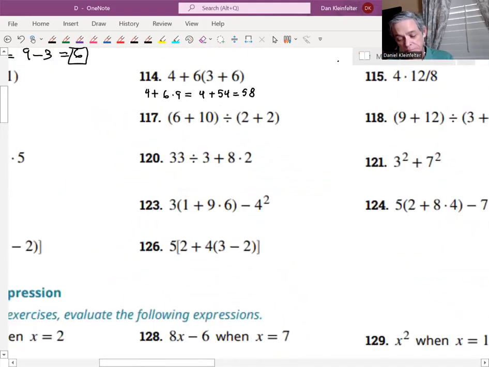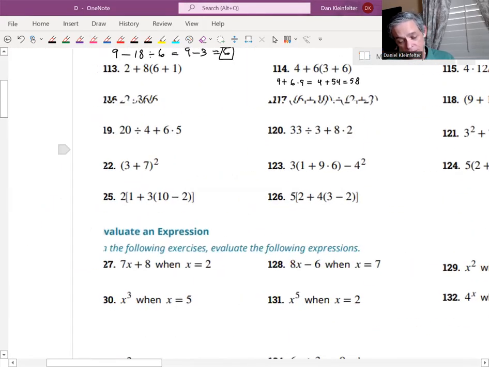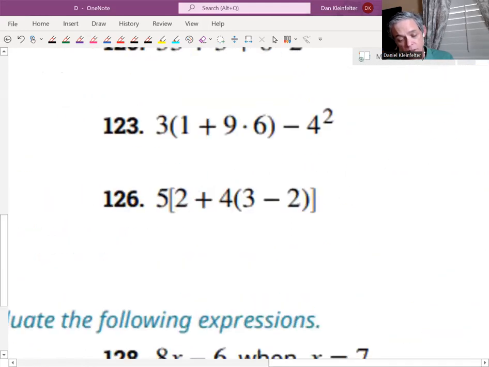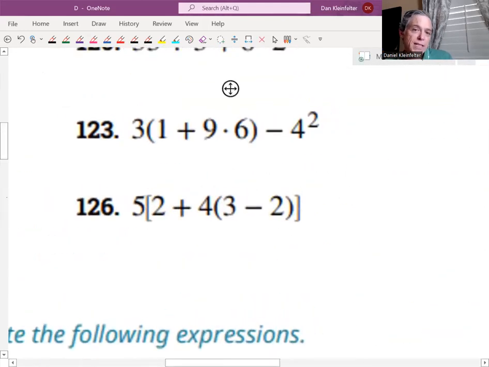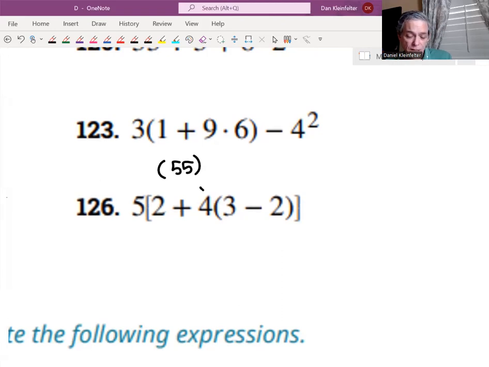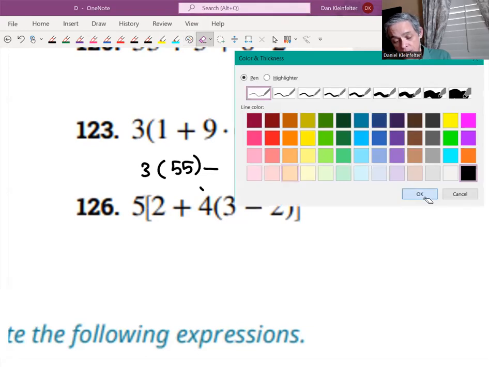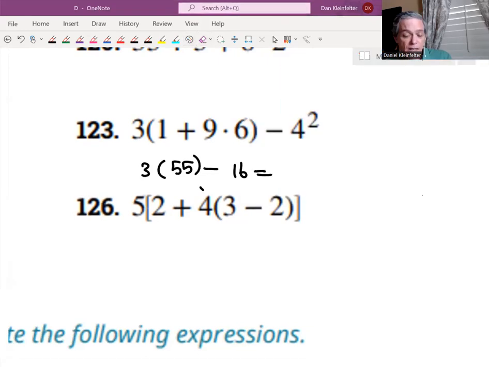Okay, let's see, what else will be fun to do? 123 looks good. Inside of the parentheses, we have a multiplication and an addition to do. Let's do the multiplication first. 9 times 6 is 54, plus 1 is 55. So we'll have 3 times 55 minus 4 squared, which is 16. Do that now too. 3 times 55 is 165. 165 minus 16 is going to be 149.